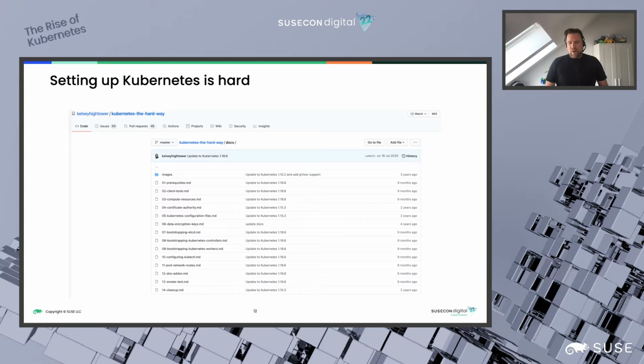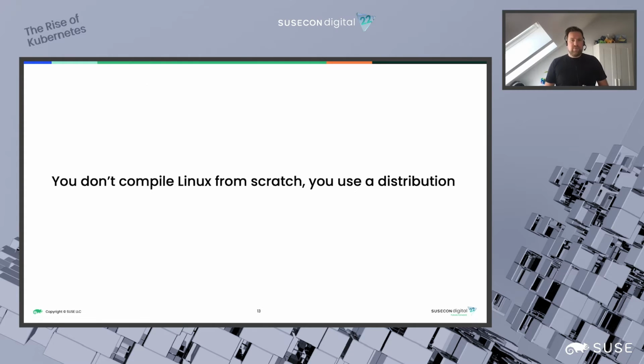And I always like to compare this to Linux. With Linux, it's very similar. You can compile a Linux kernel and all the packages from scratch, but it's a lot of work and probably not something you want to focus on, because you want to focus on developing and running your software and not on compiling Linux. So instead of doing everything yourself, you use a distribution like SUSE Linux, for example, that can help you with that.